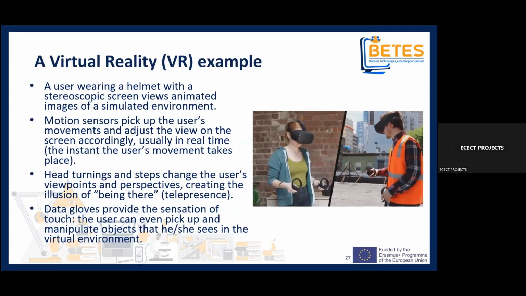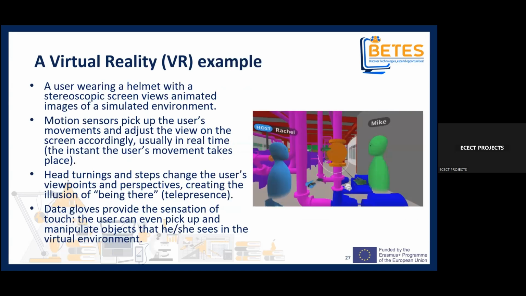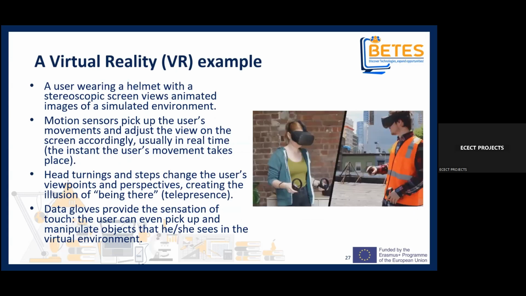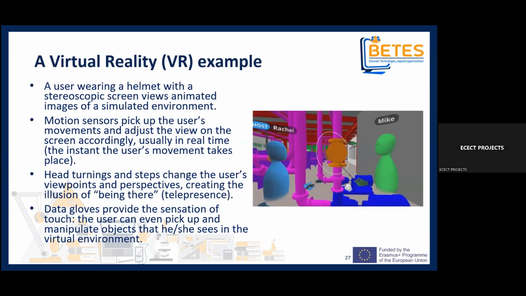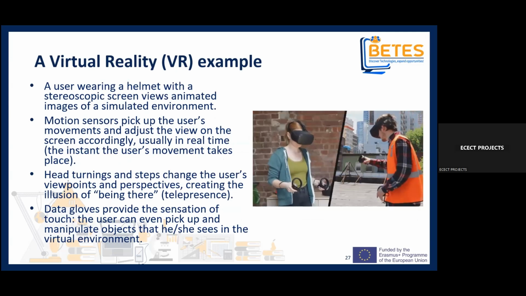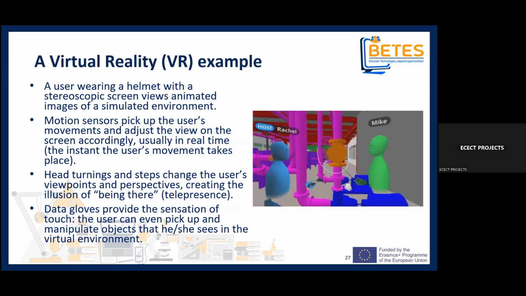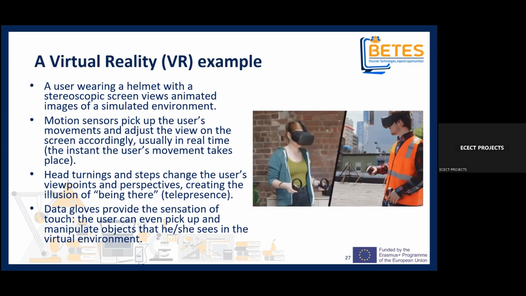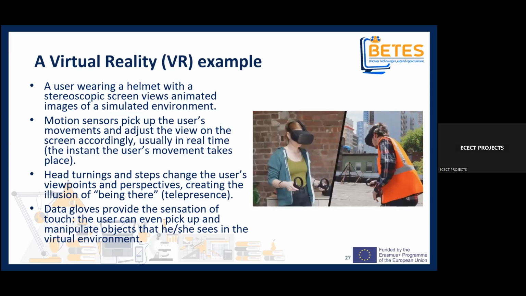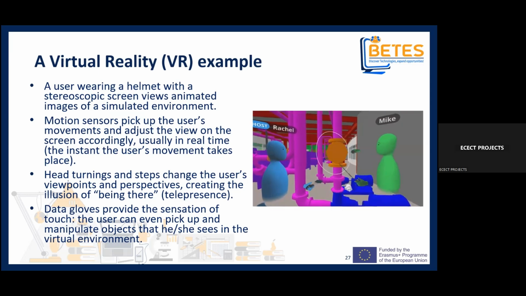We have here an example. So for this example, they're using a helmet with a stereoscopic screen, and they simulate their environment with the controller. They move their hand and change the screen view in real time.